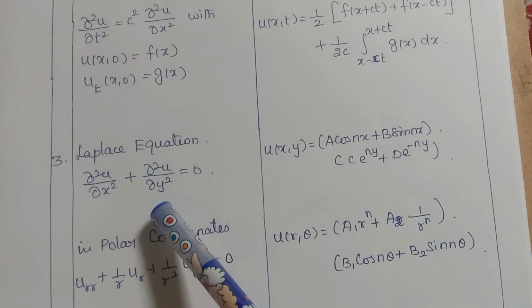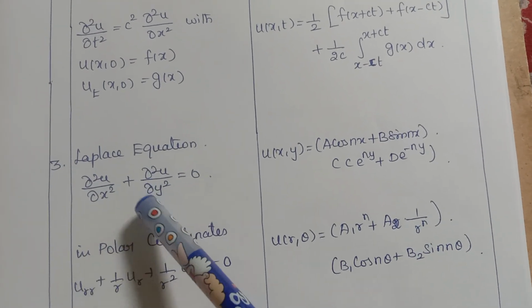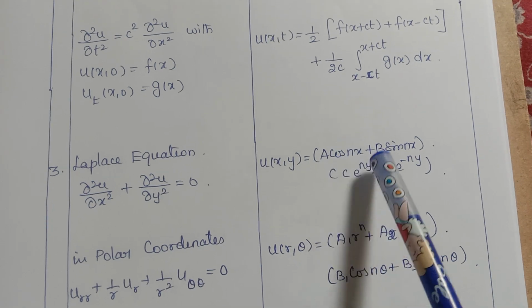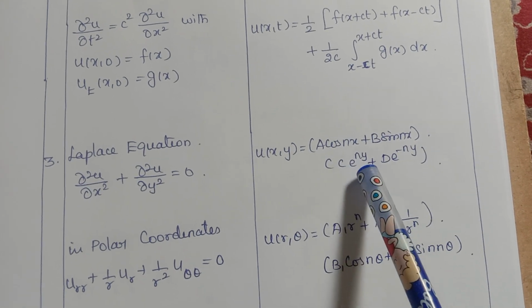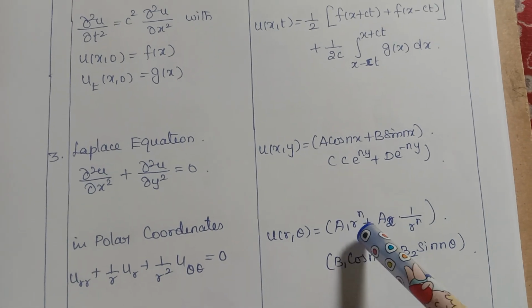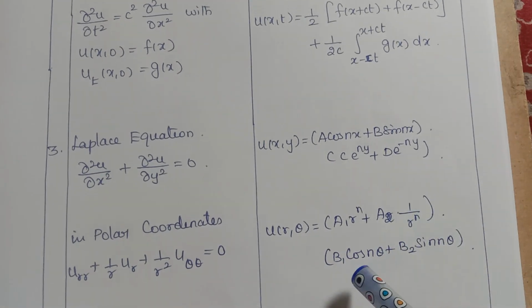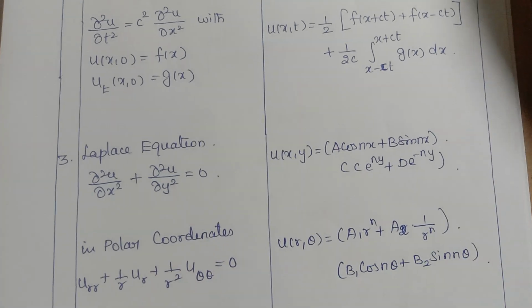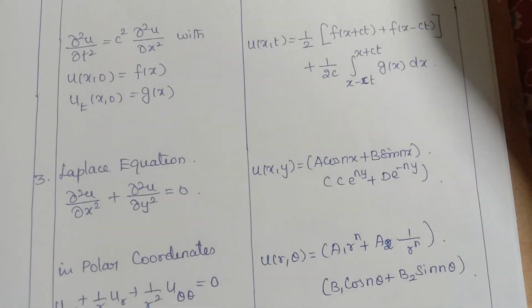For the Laplace equation, in Cartesian coordinates, the solution is a cos nx plus b sin nx into c e power ny plus d e power minus ny. In polar coordinates, the solution is a1 r power n plus a2 by r power n into b1 cos n theta plus b2 sin n theta. Okay, with this table, let me start doing the problems.